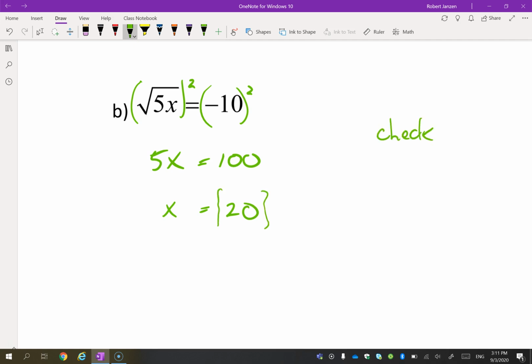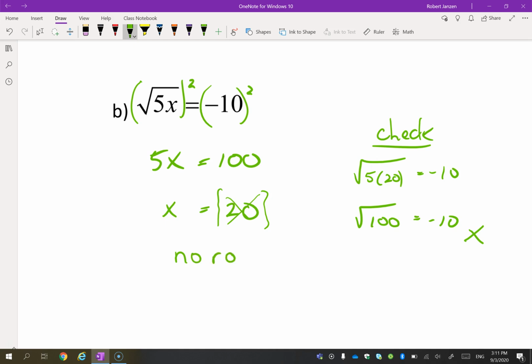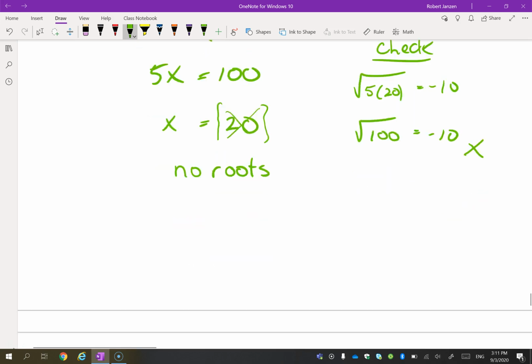So check. Is the root of 5 times 20 equal to negative 10? Is the root of 100 equal to negative 10? No, it is not. This tells me I'm rejecting this and I'm going to say there are no roots, no answers, no solutions. Okay?